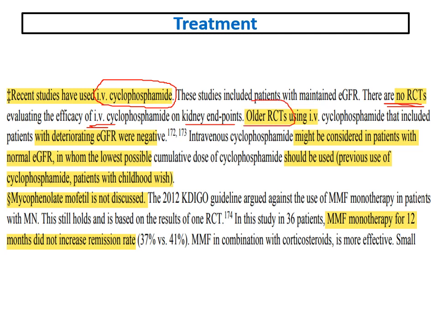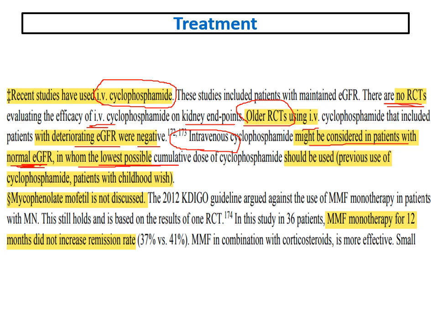Older randomized control trials using IV cyclophosphamide in patients with deteriorating estimated GFR were negative. But intravenous cyclophosphamide might be considered in patients with normal GFR because, as we said, older data on deteriorating GFR were negative. So we can use IV cyclophosphamide in patients with normal GFR, in patients in whom the lowest possible cumulative dose is needed.